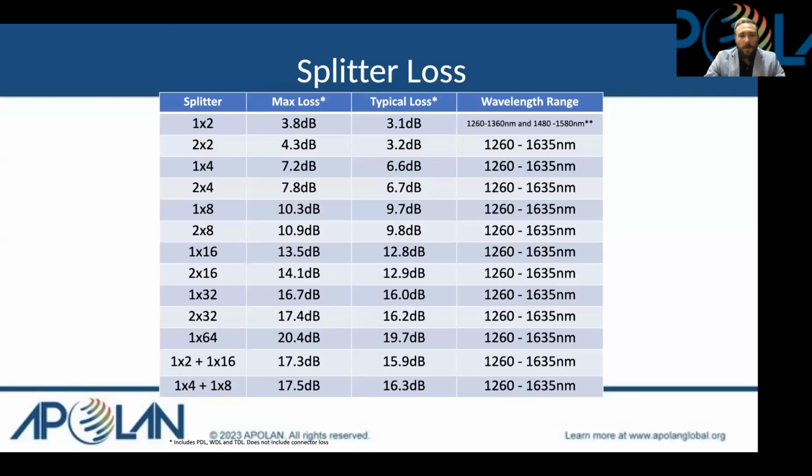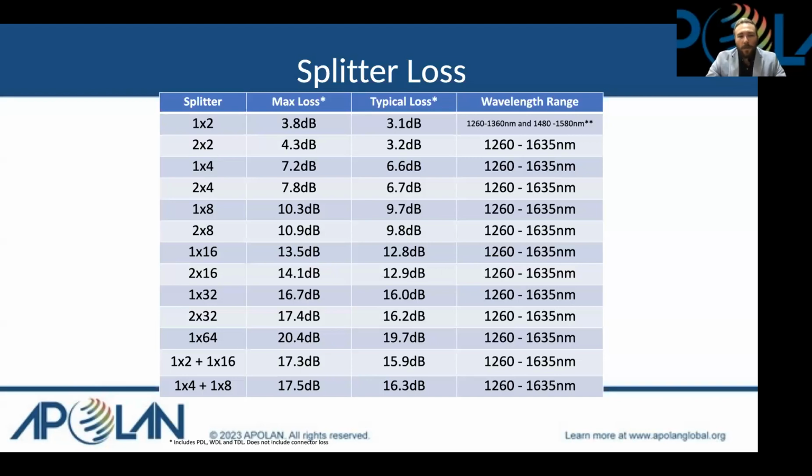Here you see some different splitter form factors, their max loss, typical loss, and wavelength range. It starts out with a 1/2 followed by a 2/2. This is actually a second input for redundancy, or you could be injecting a second wavelength into your infrastructure. Down at the 1/32, it has a max loss of 16.7 dB. That's really the sweet spot for our ONTs to come online.